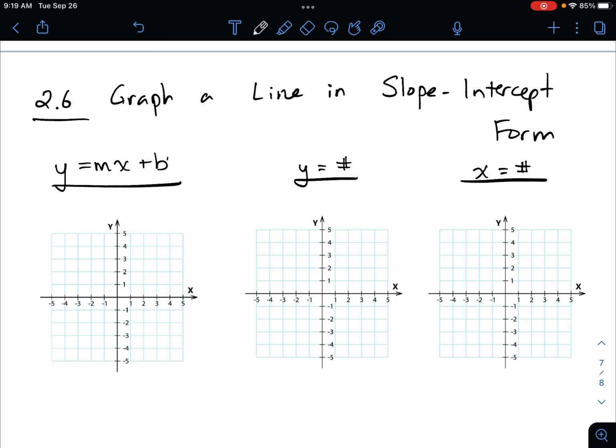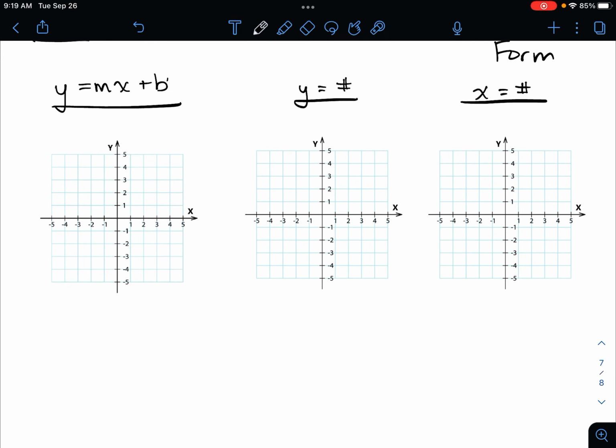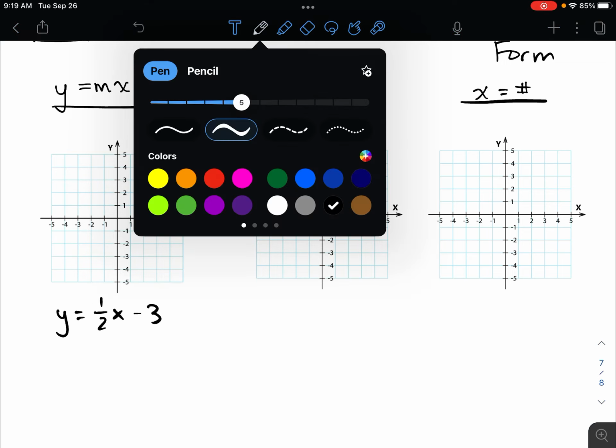All right, I kind of broke it down into three different categories. You have equations that are in slope-intercept form, and then equations that look like y equals a number, and then some that look like x equals a number. So let's start with slope-intercept form. That's the first one. Let's do an example like y equals 1/2 x minus 3.